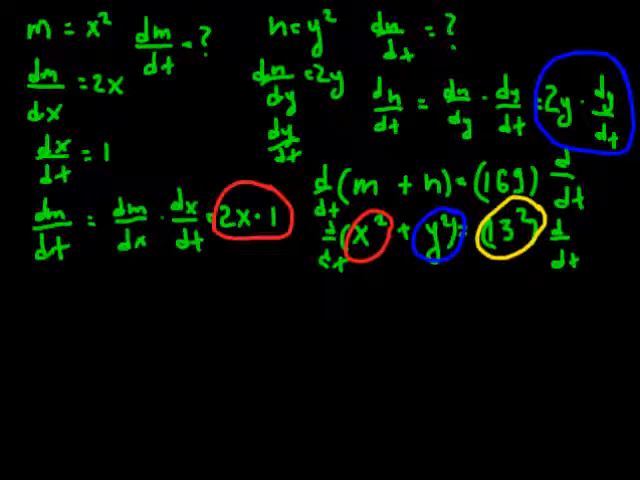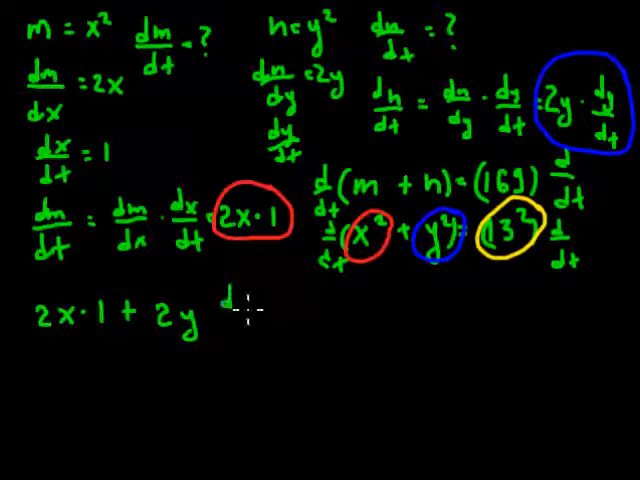When you differentiate this equation, you get 2x times 1 plus this part, 2y dy dt, equals 0. And you can use this as a shortcut. You can just memorize this algorithm and use it as a shortcut.